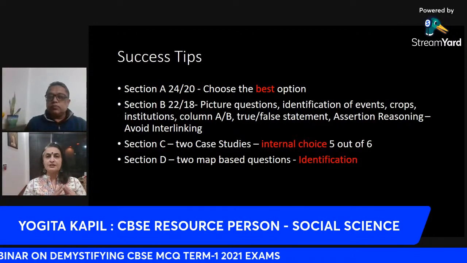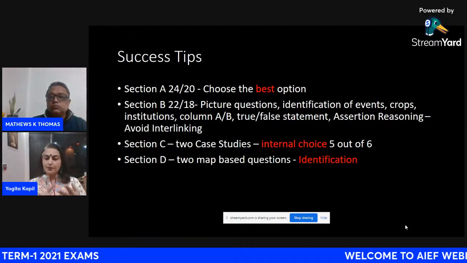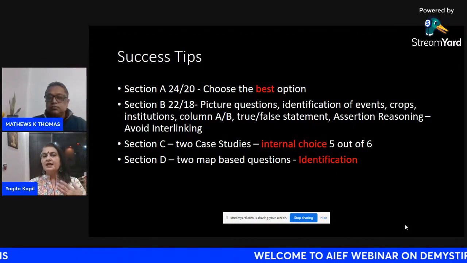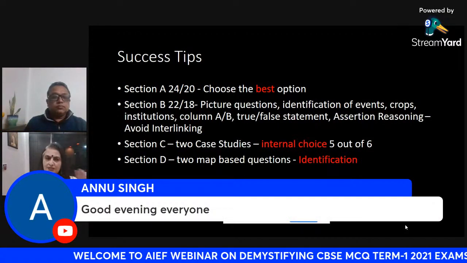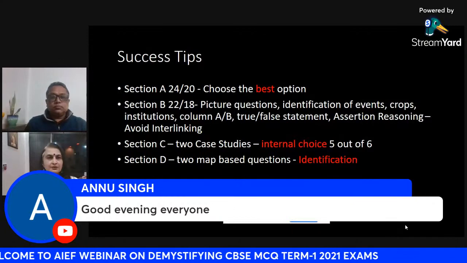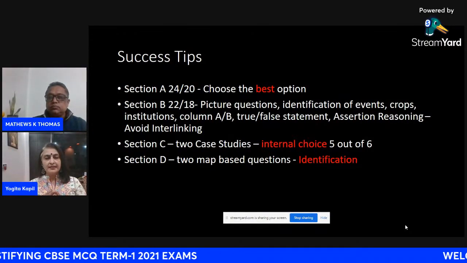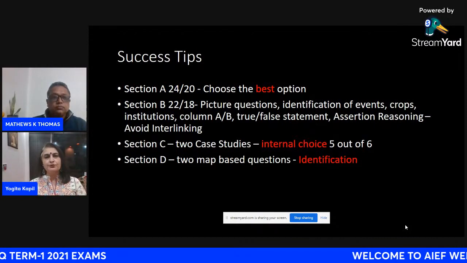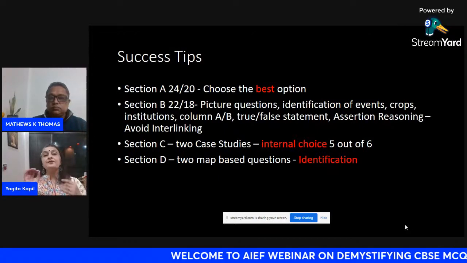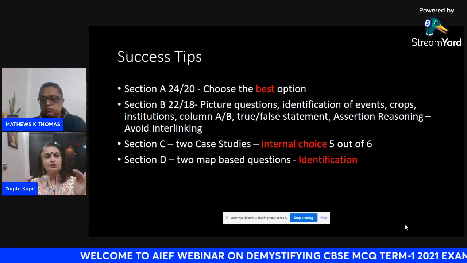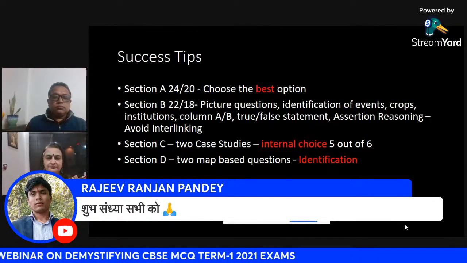So assertion reasoning questions are simple questions, if you've read history, pol science, geography, and economics chapters thoroughly. Small chapters you have. History, yes, it is lengthy, but the rest are all small chapters. Agriculture, yes, that is also lengthier as compared to the rest of the chapters. You need to read each and every word and be sure of the answer. Assertion reasoning questions are simple.